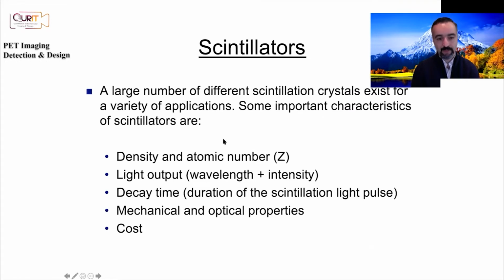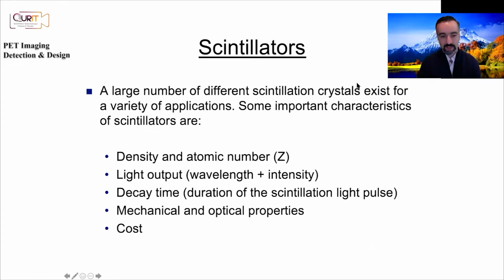But there's a large number of different scintillation crystals that exist for different applications. What really defines the value and the use of them for our applications is their density and atomic number. You want these numbers to be large because you want high stopping power. And this is especially the case for PET imaging because you've got 511 keV. These are highly energetic gamma rays coming in. You want something that is dense and has a high effective atomic number to stop that light.